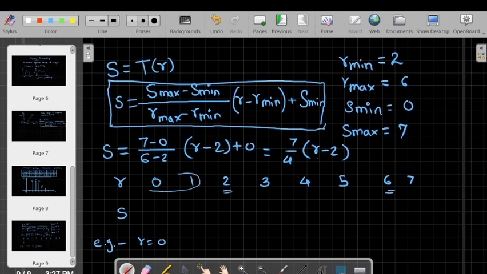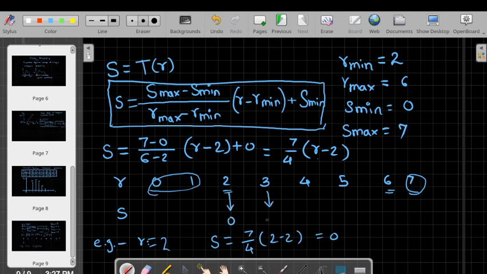These are having 0 number of pixels, so we'll ignore them. So when r is equal to 2, in that case we have to find out the value of s. So s will be equal to 7 by 4 into 2 minus 2, so it will be equal to 0. For this 2 we are having 0.